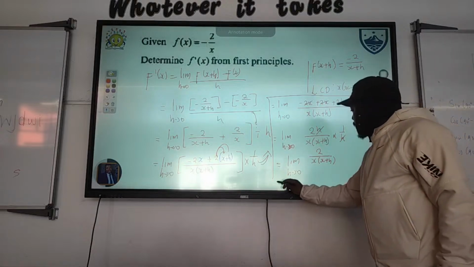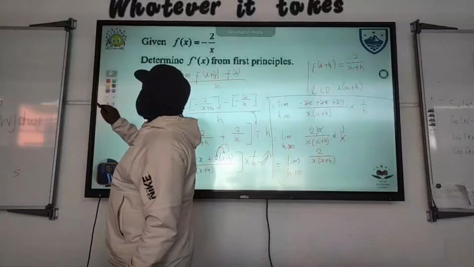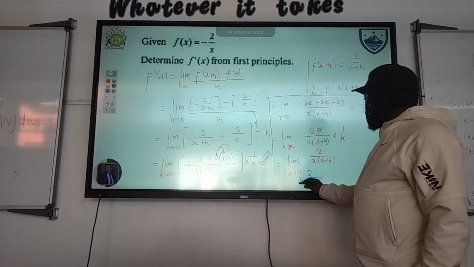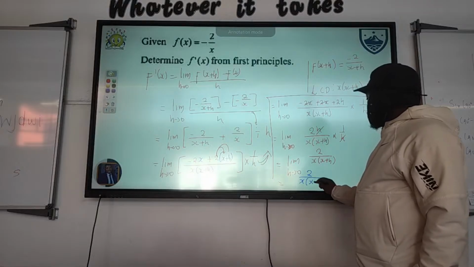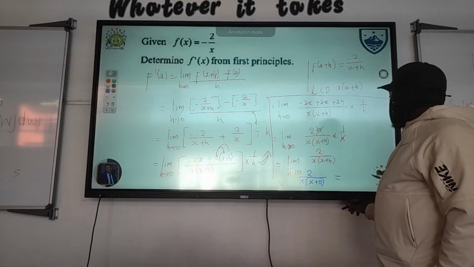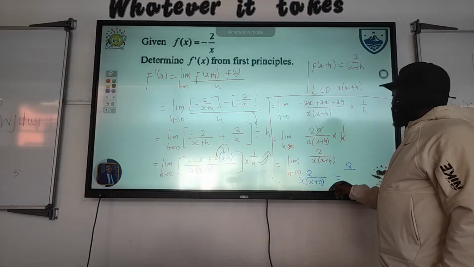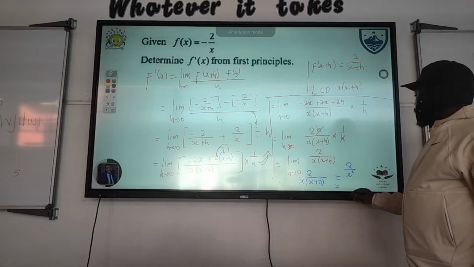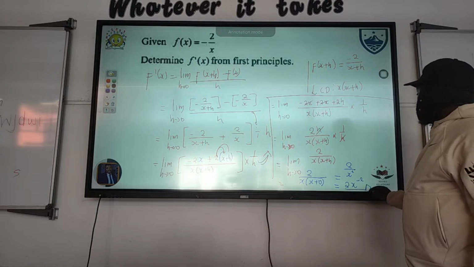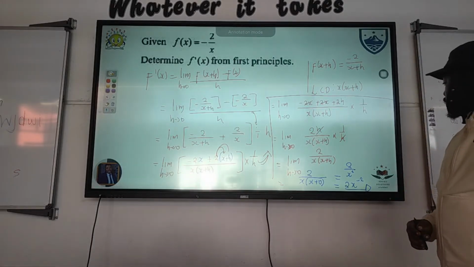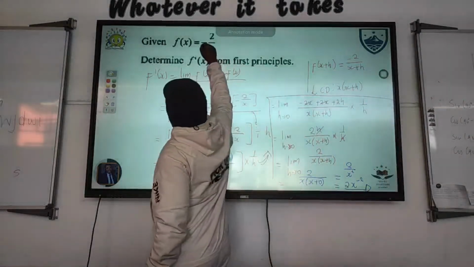And then now I'm going to substitute. Let me change the color, get rid of the limit. I'll have 2 over x, then I have x, then h as a 0 here, and my answer will just be 2, and then x multiplied by x will just be x squared. So in exponential format, this will be 2x to the power of -2. Which is fine, because this was given as a negative.